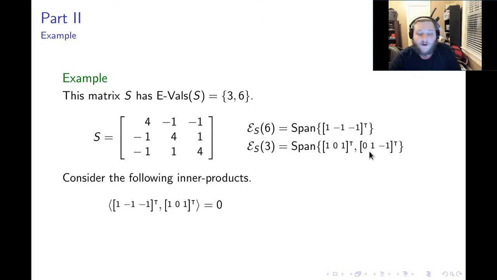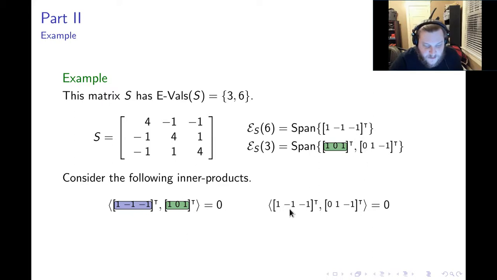Let's take some inner products. The first inner product I'm taking is the inner product of my basis vector for the eigenspace where lambda equals 6 and my first basis vector for the eigenspace where lambda equals 3. This inner product equals 0. Let's look at another inner product. This is the inner product of the basis vector for the eigenspace where lambda equals 6 with the second basis vector of the eigenspace where lambda equals 3. That inner product is also equal to 0.